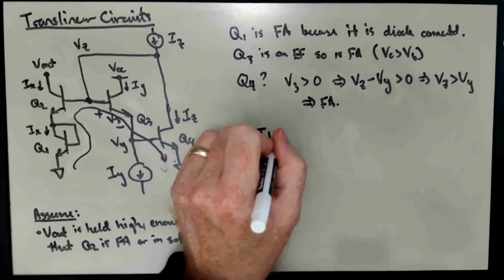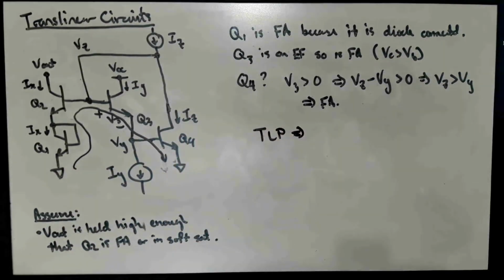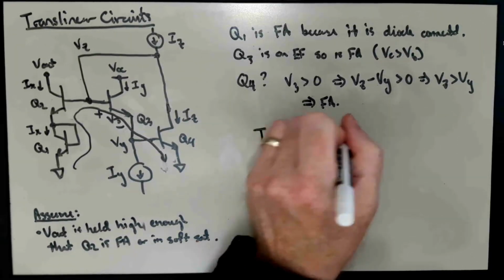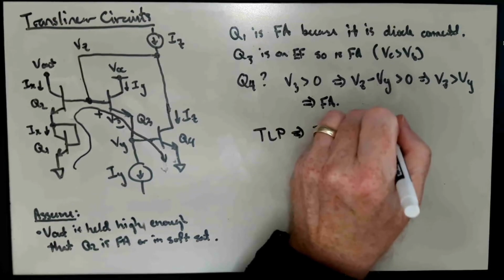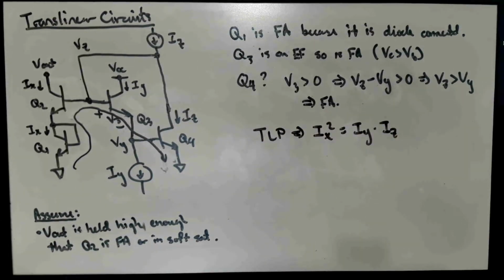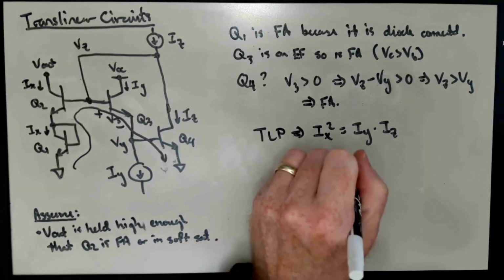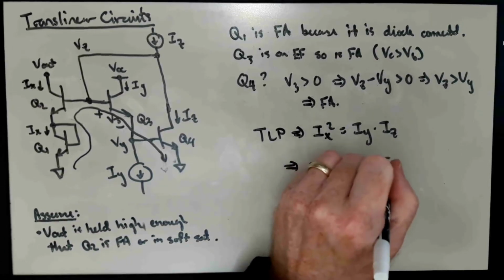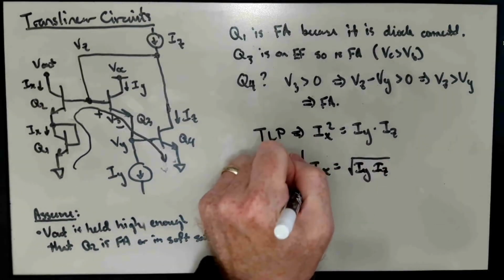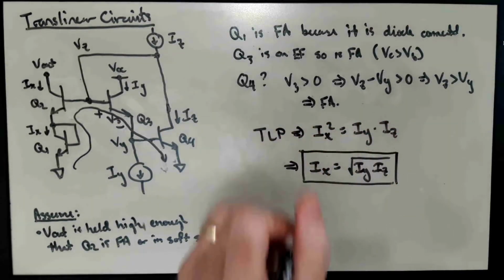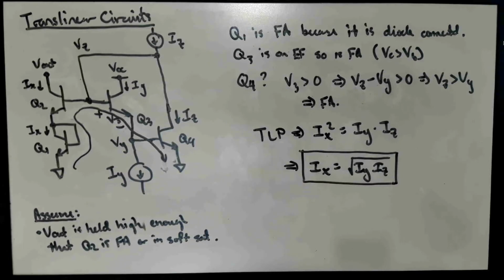And so the translinear principle just tells us the same thing as it told us before. It tells us that Ix squared is equal to Iy times Iz. But now the circuit solves for Ix instead of Iz, because that's the output current. And so Ix would be equal to the square root of Iy Iz. So here we have basically a circuit that implements the geometric mean relationship between two currents, Iy and Iz.